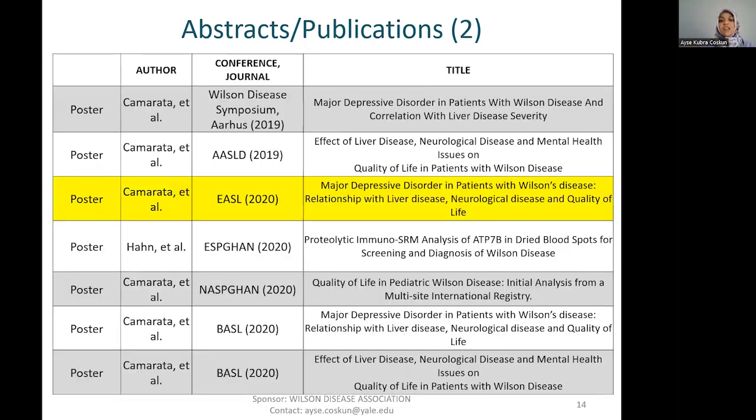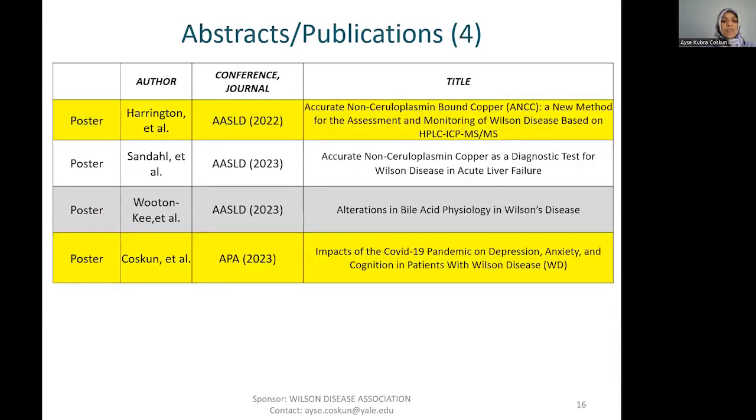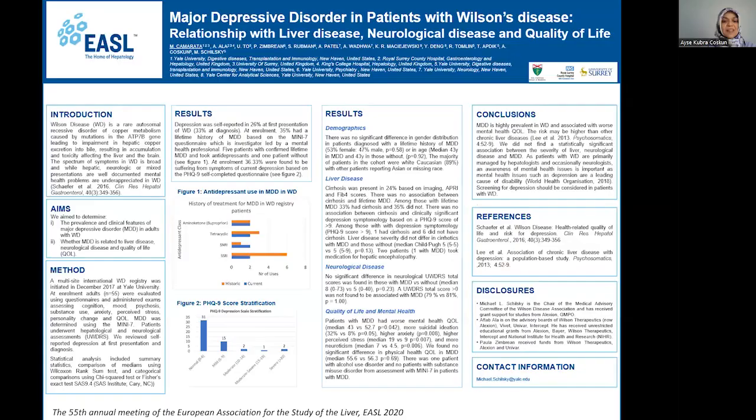The following 3 slides include a list of abstracts presented at the major international meetings. I highlighted 1 poster from each year, just as an example, and included 4 of these posters in my presentation.